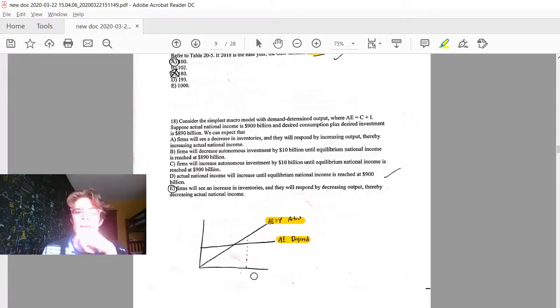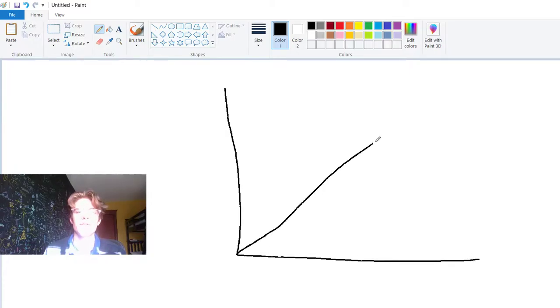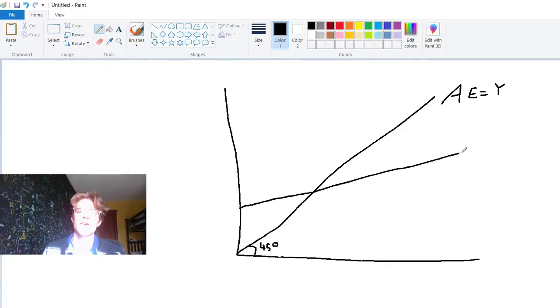At this point where the dotted arrow is, desired is less than actual. So what is going to happen? Why don't I graph that out? We haven't seen this graph in a while. This is our 45-degree line where AE equals Y. And then here is our AE function, which in this case equals C plus I. So this is going to be actual and this is going to be desired.